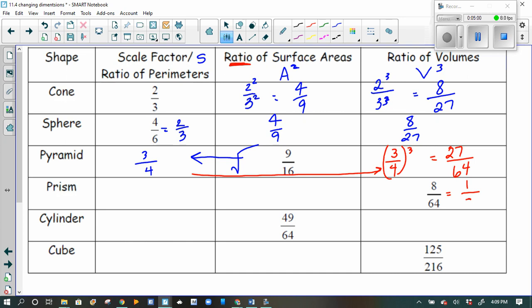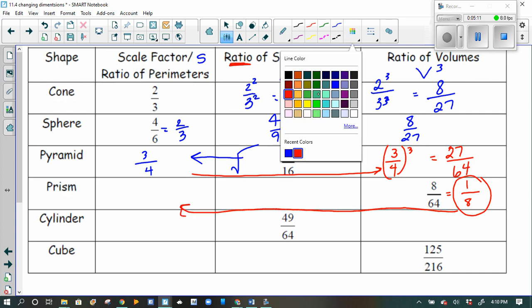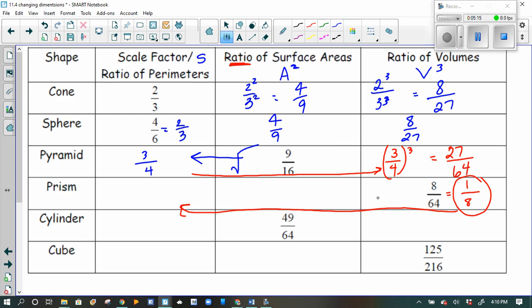8 will go into 64 8 times, so the ratio is 1/8. So I have to go all the way back to this column. If I'm in the cubed column, to go all the way back, I have to take the cube root. So the cube root of 1 is still 1. The cube root of 8 is 2.